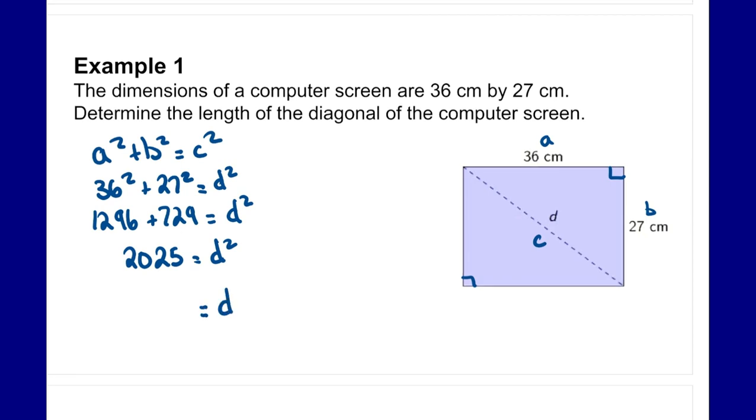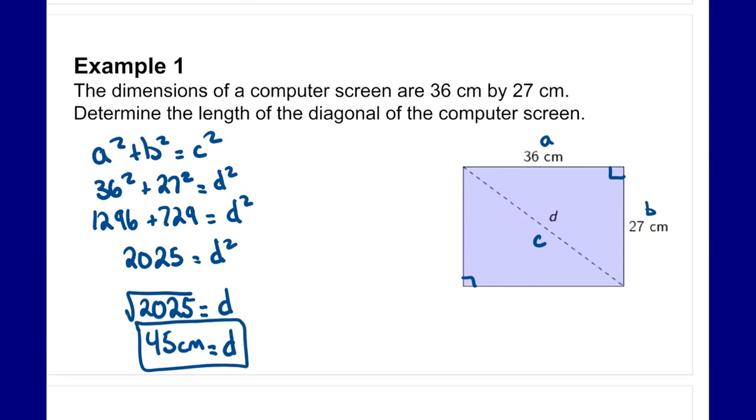So if I want D by itself, I have to get rid of this squared. Right? How do I get rid of squared? What's the opposite of squaring something? Well, the opposite of squaring something is square rooting. So you could think of canceling it out by square rooting and then doing the same thing to the other side. I'm going to take the square root of 2,025, and that will give me my diagonal. And when I do that calculation, I get 45 centimeters.